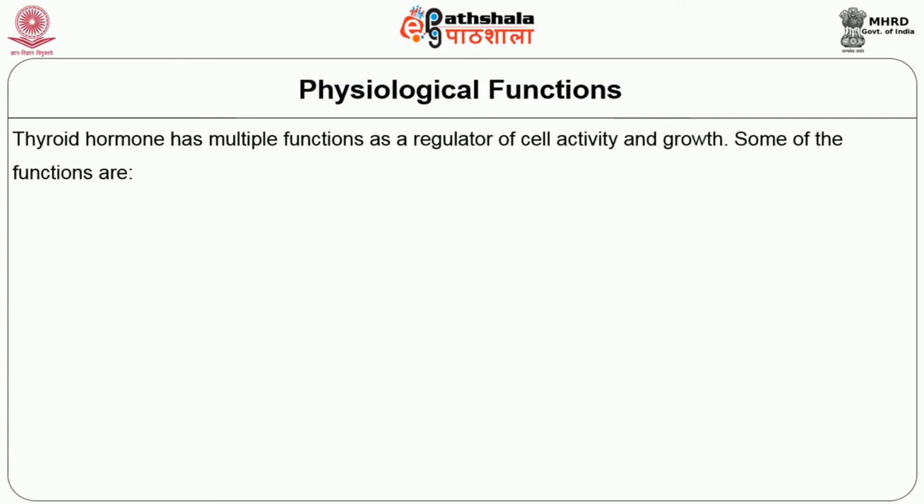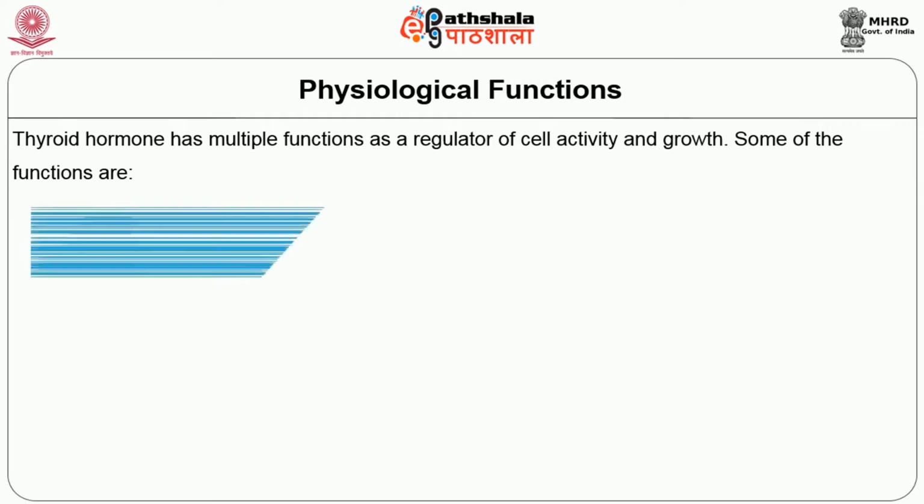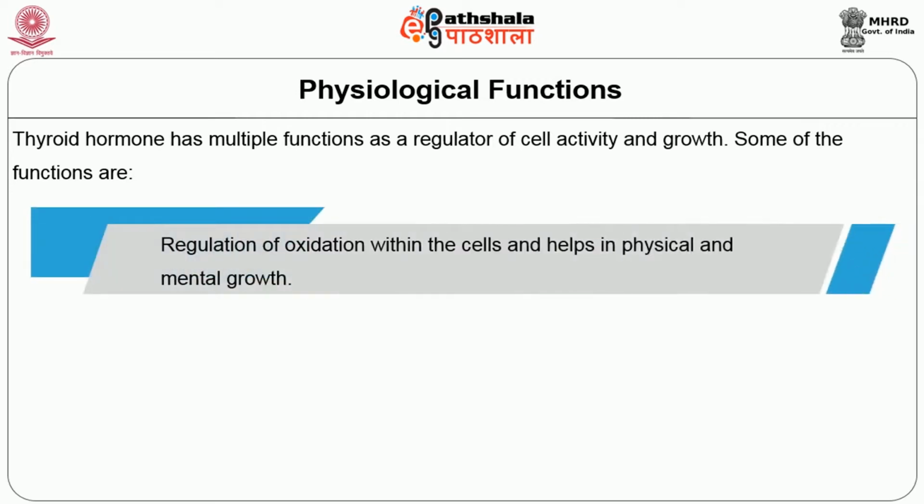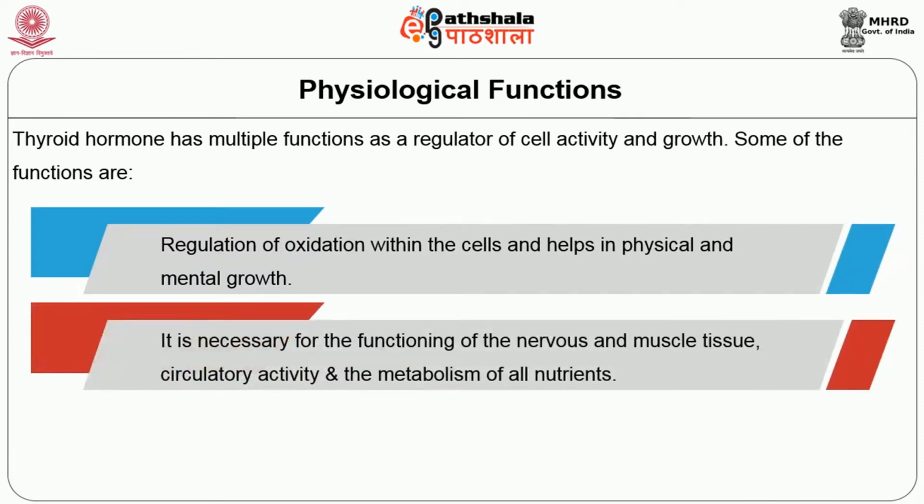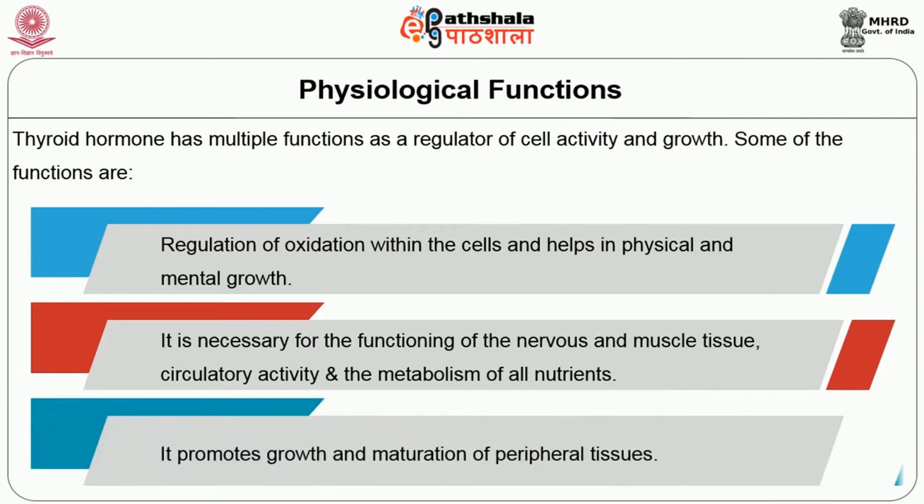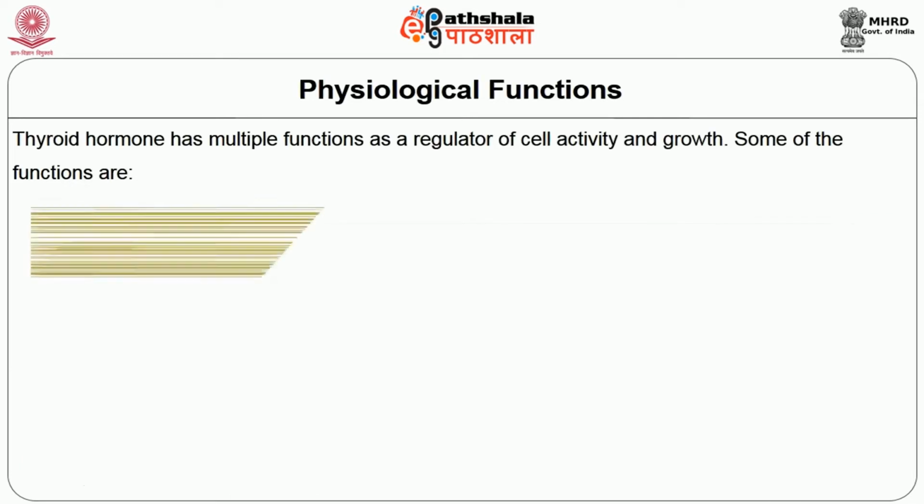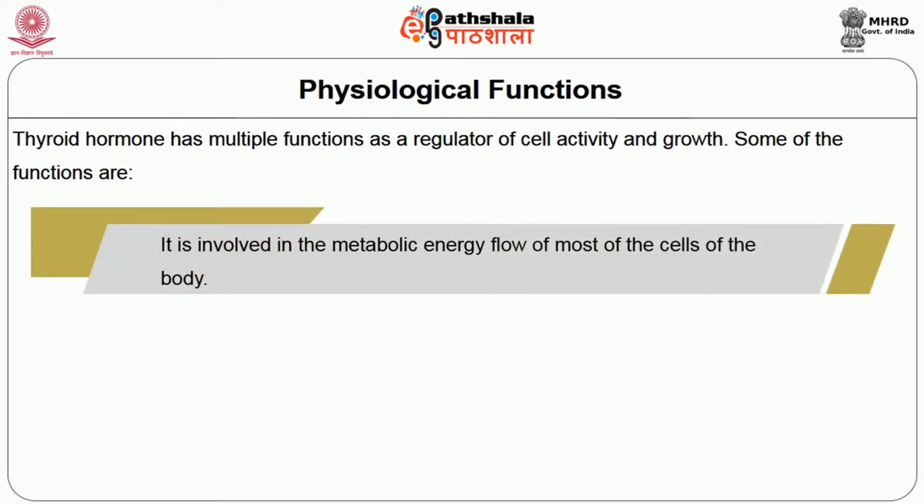Thyroid hormone has multiple functions as a regulator of cell activity and growth. Some of the functions are regulation of oxidation within the cells and helping in physical and mental growth. It is necessary for the functioning of the nervous and muscle tissue, circulatory activity, and the metabolism of all nutrients. It promotes growth and maturation of peripheral tissues. It is involved in the metabolic energy flow of most of the cells of the body.